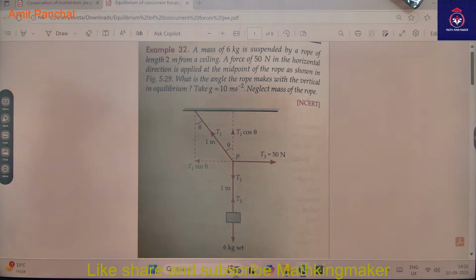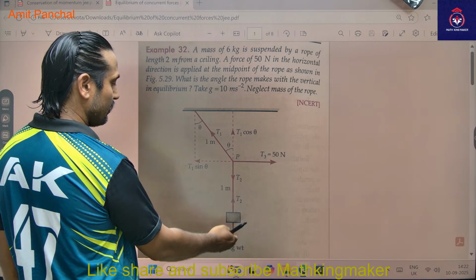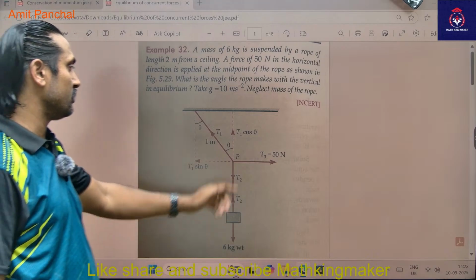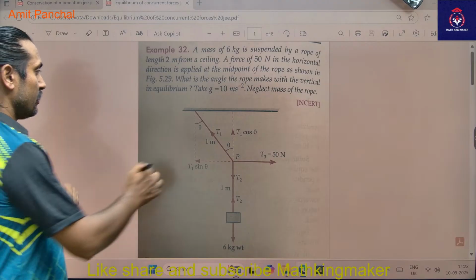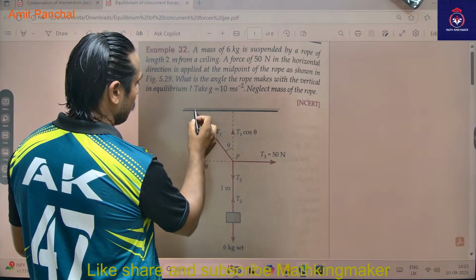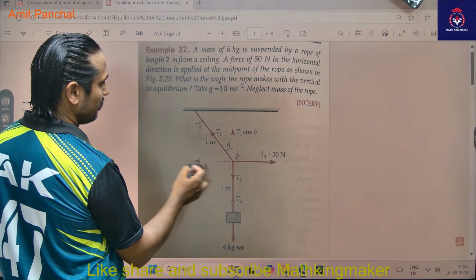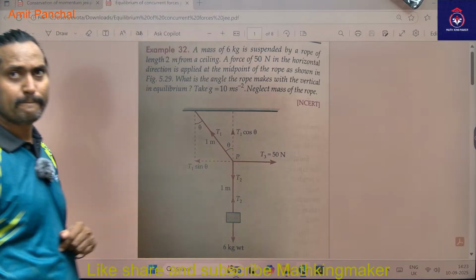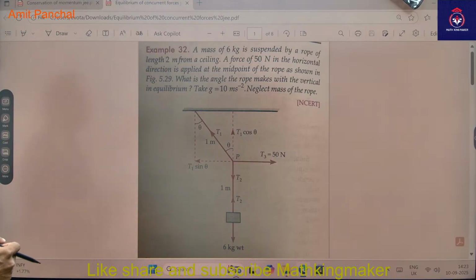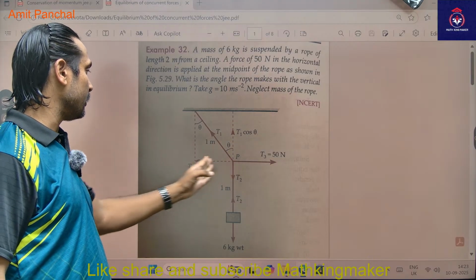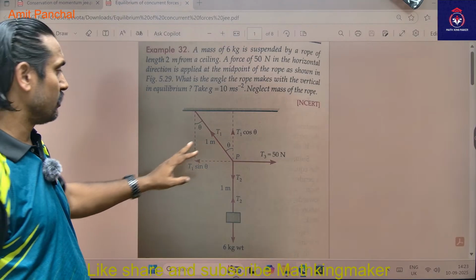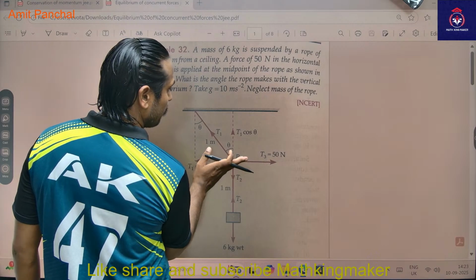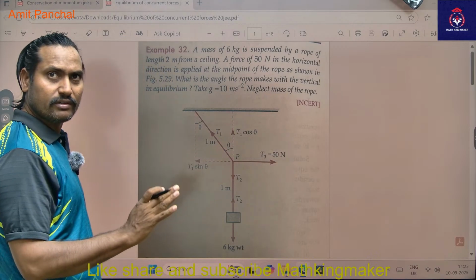So you just have to think how many forces are there: T1, T2 and the weight of the body. These are three forces, and this is T3, that is 50 Newton, that is given to you. Now let us say this is T1. So will it be T1 sin theta and T1 cos theta? Yes, so this will be T1 cos theta and this will be T1 sin theta. Is there any doubt in components of a vector? No. Okay.